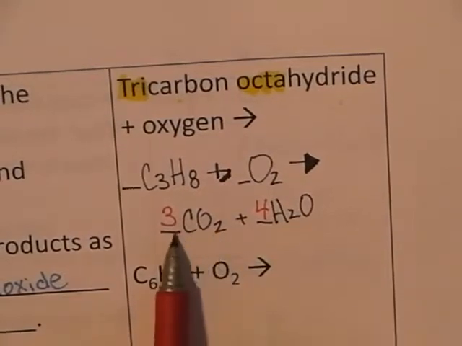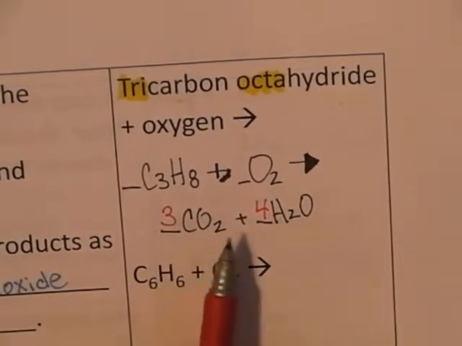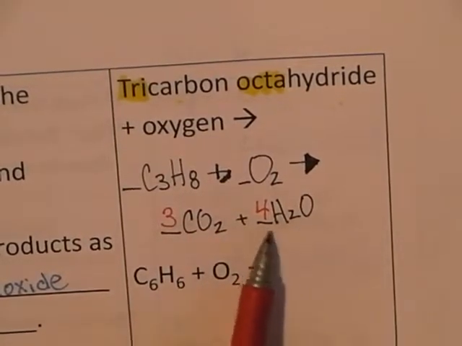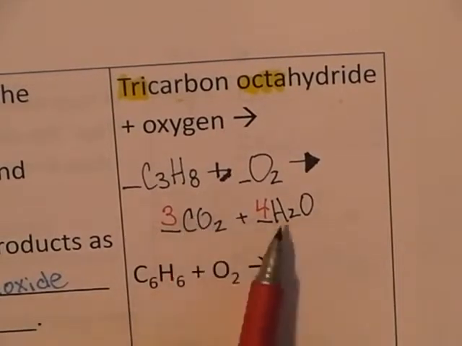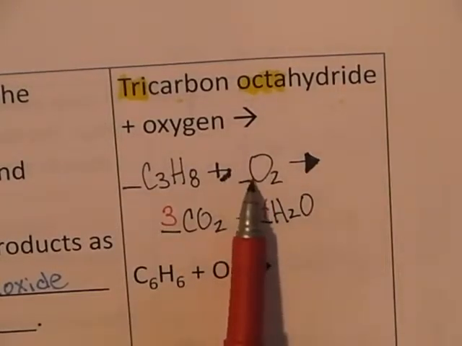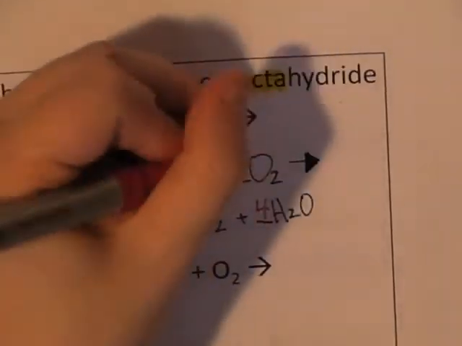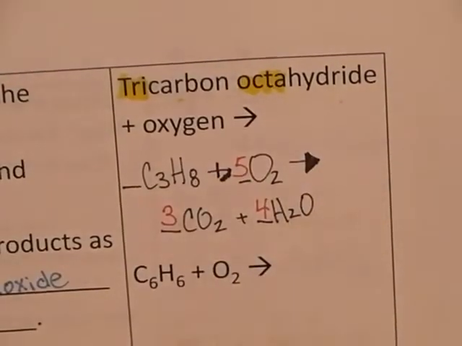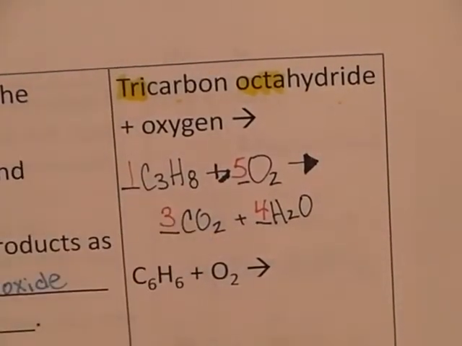How many here total? 6. And how many here? 4, right? So 6 and 4 is 10. Hopefully that wasn't a challenge. What do I put here to make this 10 oxygen? 5. Good. So then this one just gets a 1 or nothing and you're set.